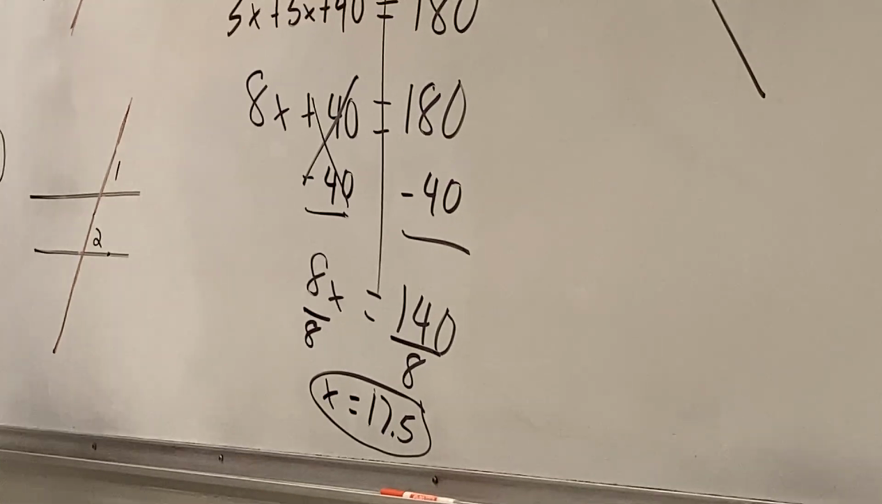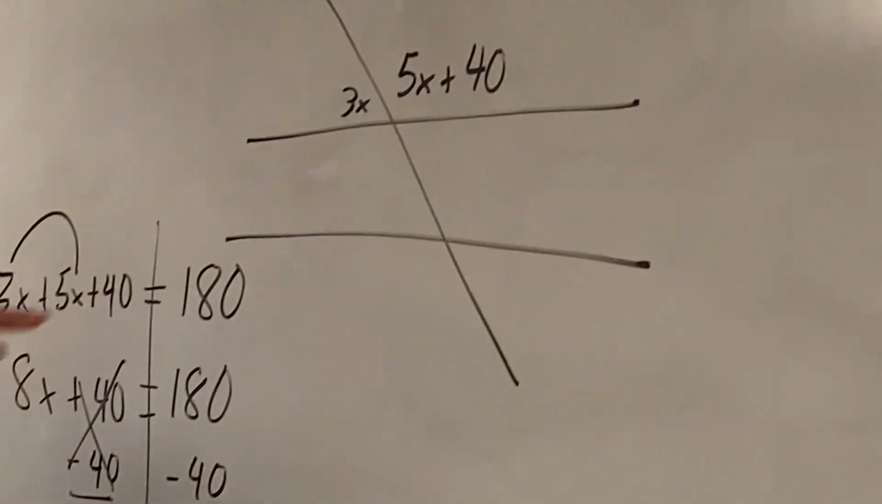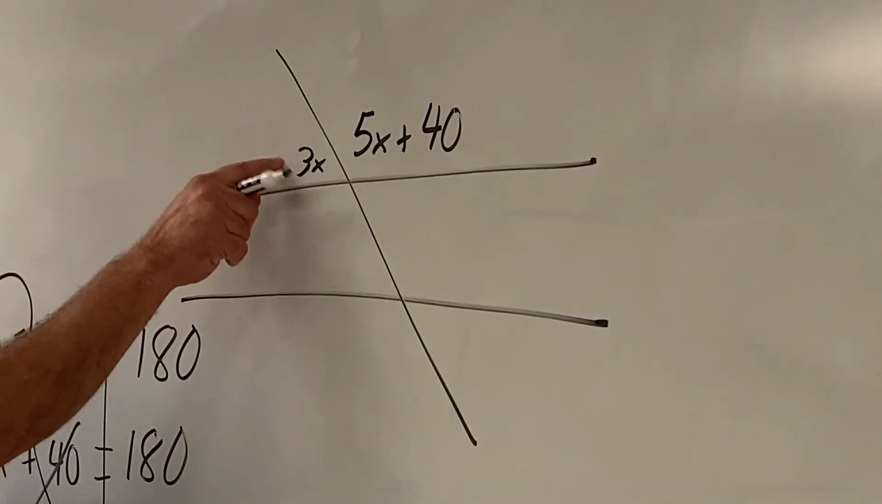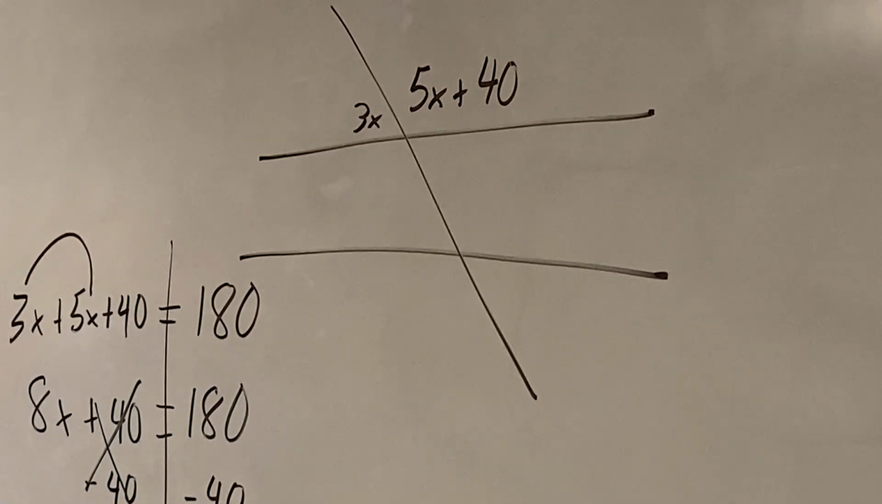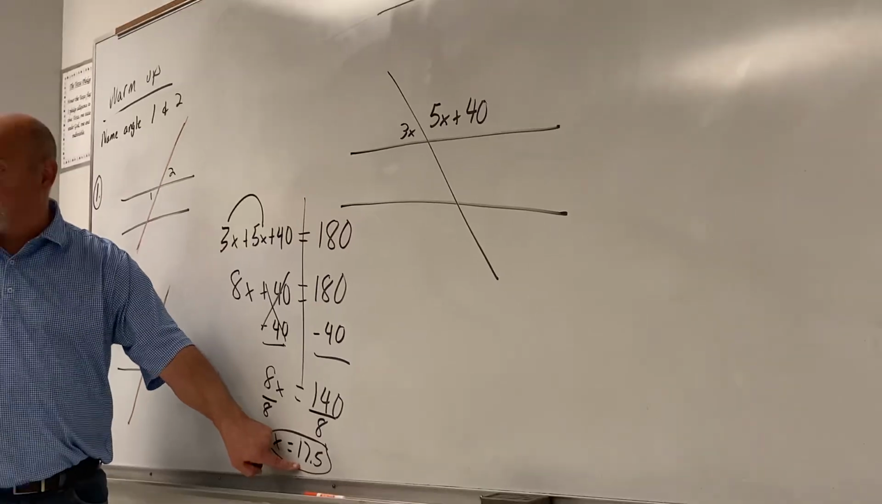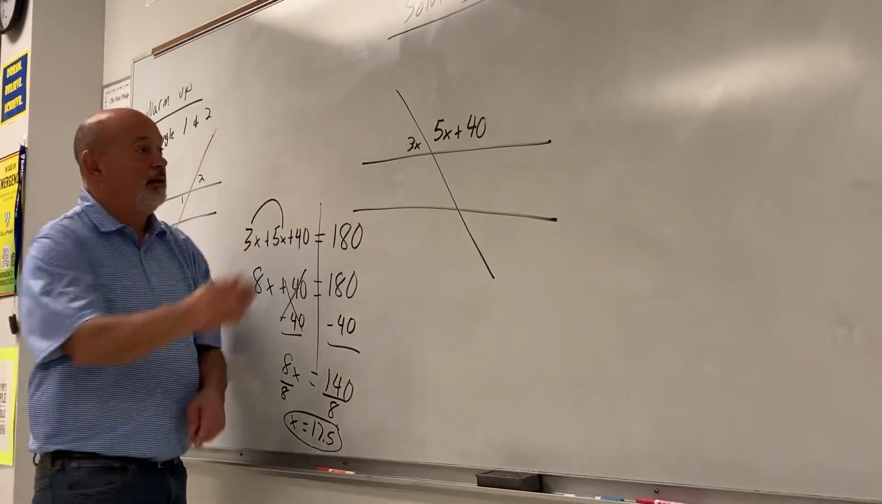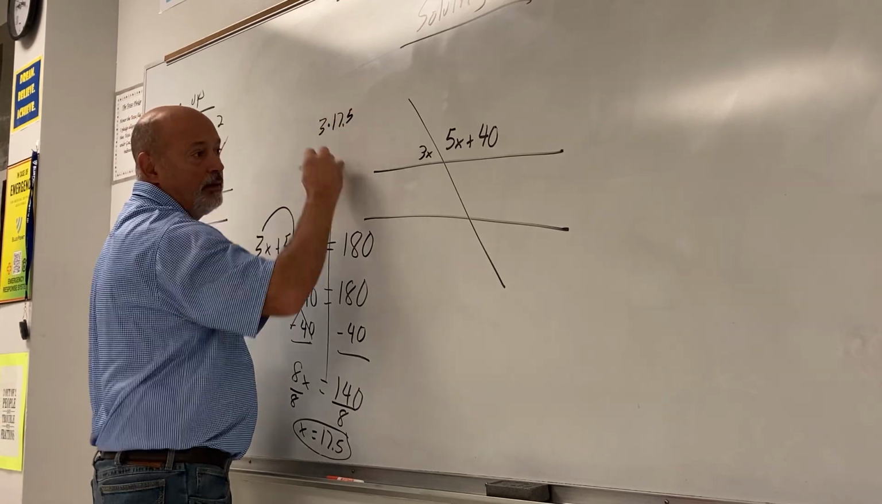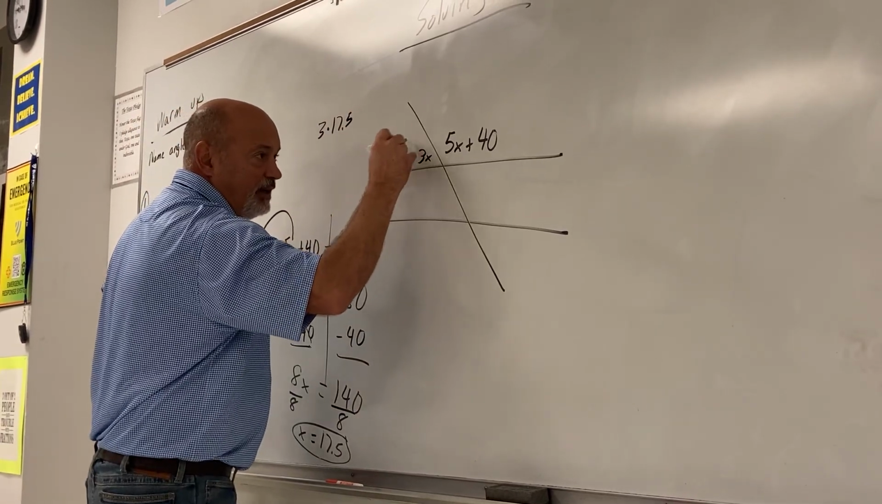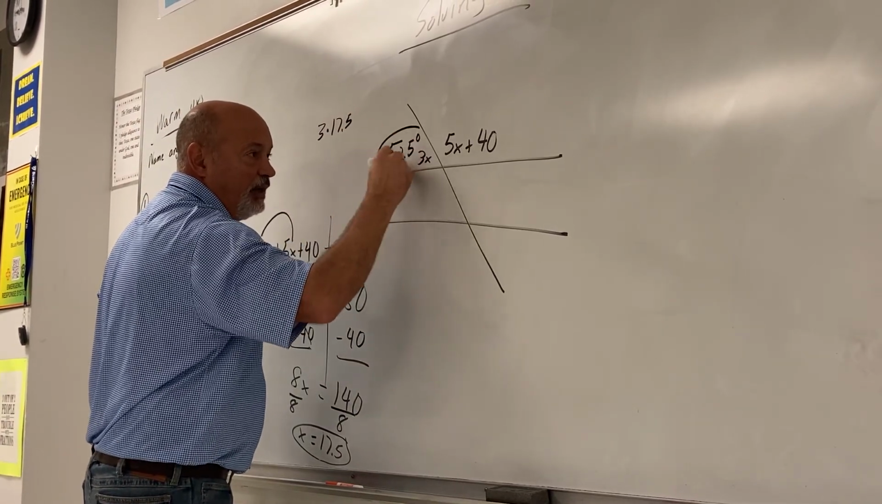Yeah. Now, let's find out how much these angles are. How can I figure out how many degrees are right here? Multiply it by 3. Multiply what by 3? 17.5. Good. Once you know what x is, plug it in. What's 3 times 17.5? So this angle here is 52.5 degrees.